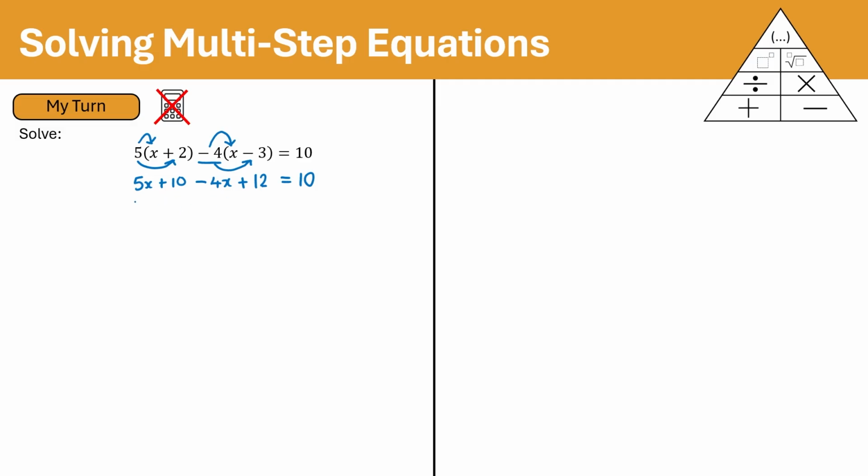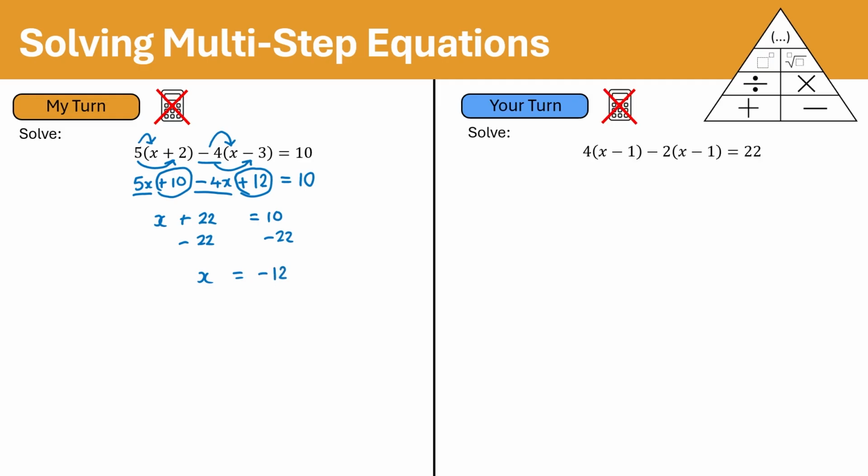I'm going to collect together my like terms on the left-hand side. So x's with x's, numbers with numbers. So 5x and negative 4x I'll collect together. That's going to give me x. And then I'll collect my positive 10 and my positive 12 together to give me positive 22. And that's equal to 10. I can then subtract 22 from both sides, and that's going to leave me with x is equal to negative 12. Try this one and see how you get on.